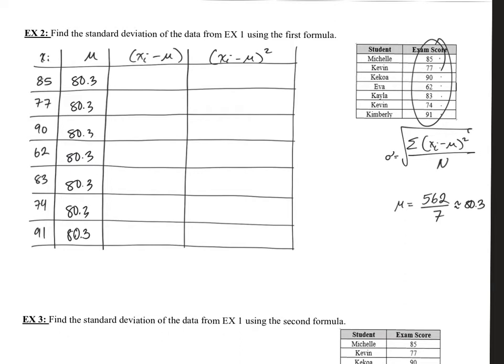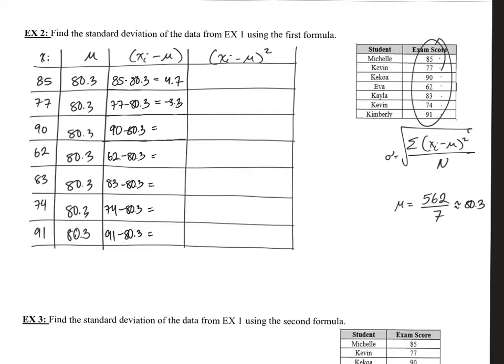And then for the xi minus mu, that'll be 85 minus 80.3. So go ahead, fill out the chart. I'll pause this video and fill it out myself. Okay, and then we'll go ahead and do these subtractions. So 85 minus 80.3 gives us 4.7. 77 minus 80.3 is negative 3.3. I'll go ahead, pause this, fill this out, check back in with me in a second.